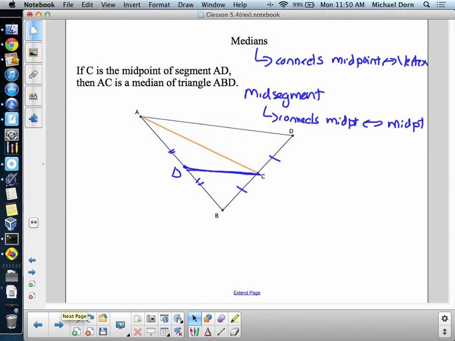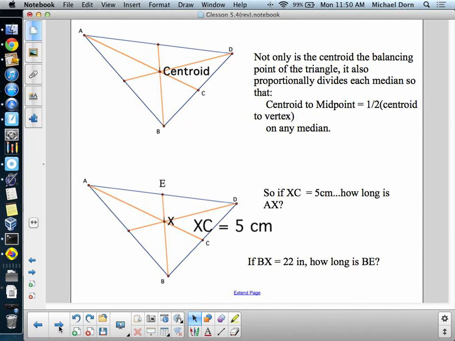Just like with angle bisectors and perpendicular bisectors, medians have a point of concurrency. So all three medians, if I draw all three medians in the triangle, they'll all come to a common point. That point is called the centroid. The centroid is an interesting point.